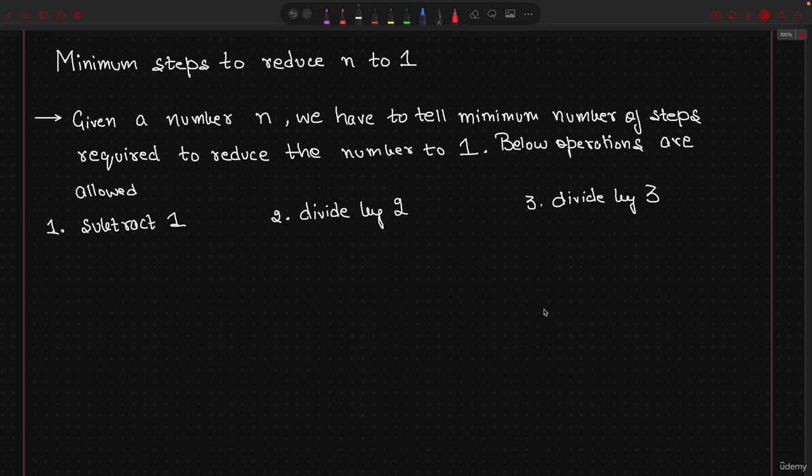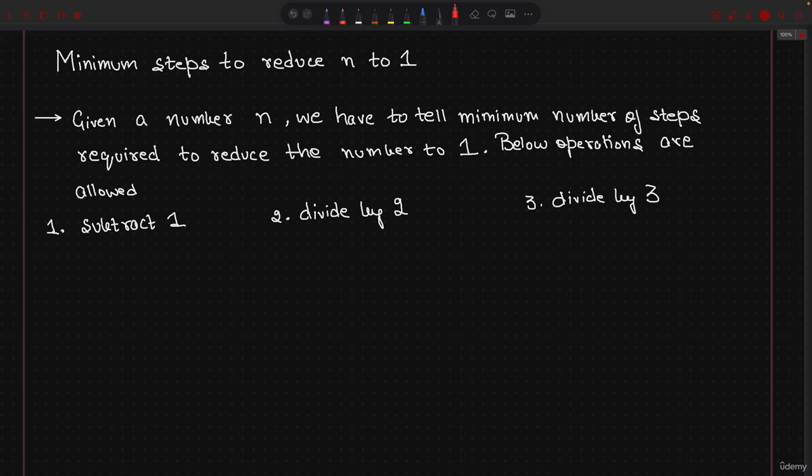So in this video, let us now move forward and try to do one more question. And the question is as in front of us. Given a number, we have to tell the minimum number of steps required to reduce the number to 1. So in this question, we will be given a number say n and we have to tell what are the minimum number of steps we can take to reduce that number to 1.